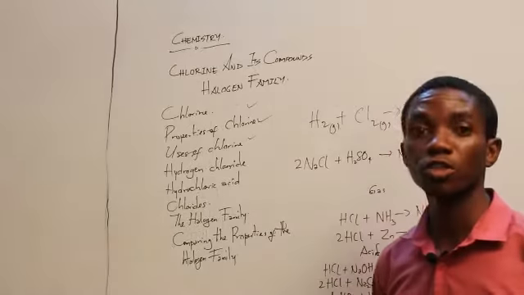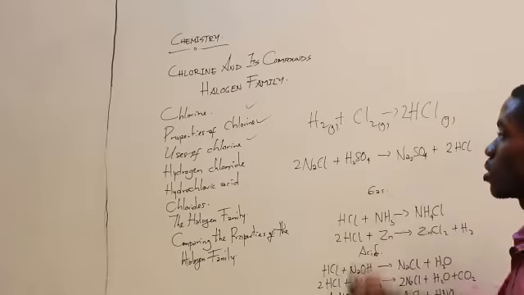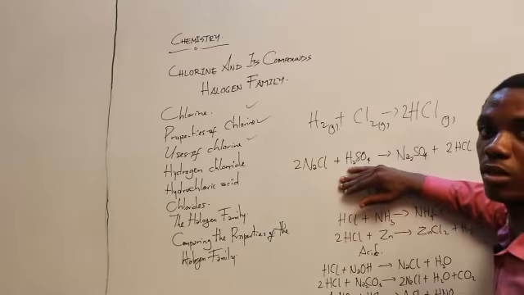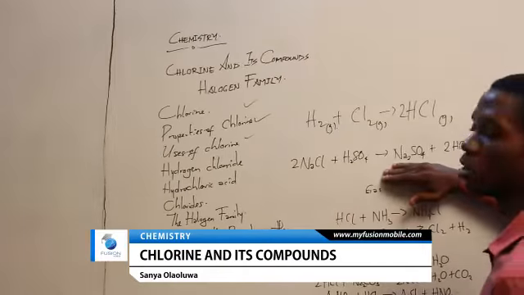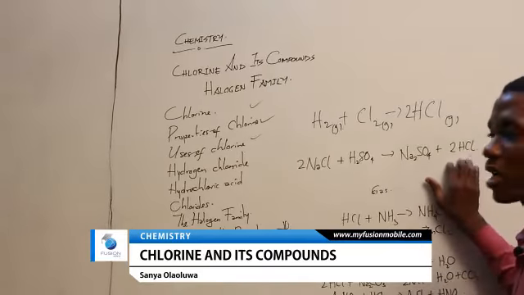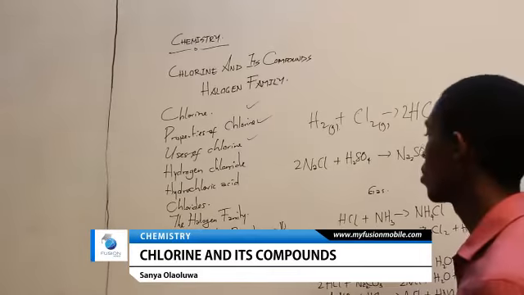In the laboratory, the hydrochloric acid is produced using this particular expression. Sodium chloride reacted with tetraoxosulfate(VI) acid, and it produced sodium tetraoxosulfate(VI) and the hydrogen chloride gas. This is the hydrogen chloride gas. The gas escapes from the system.